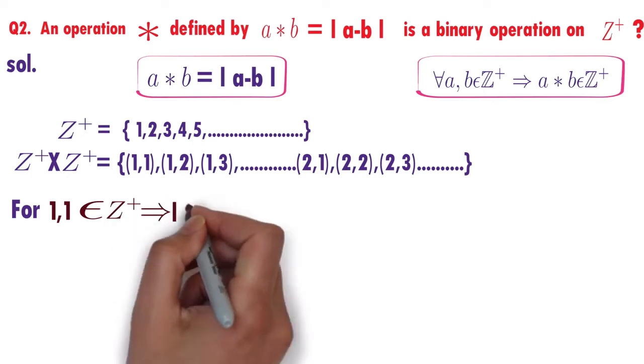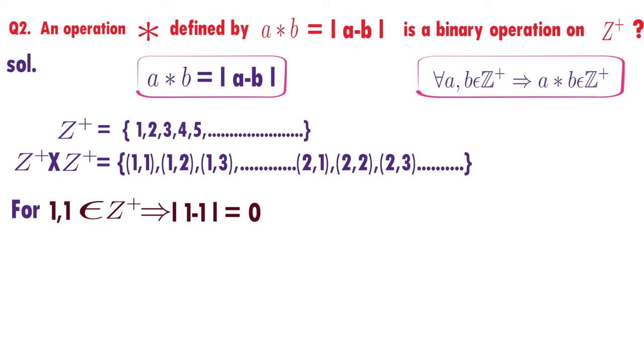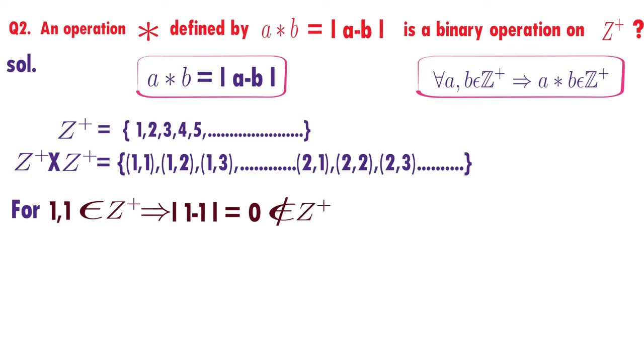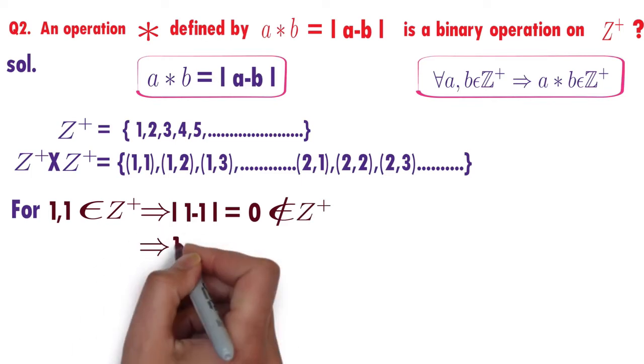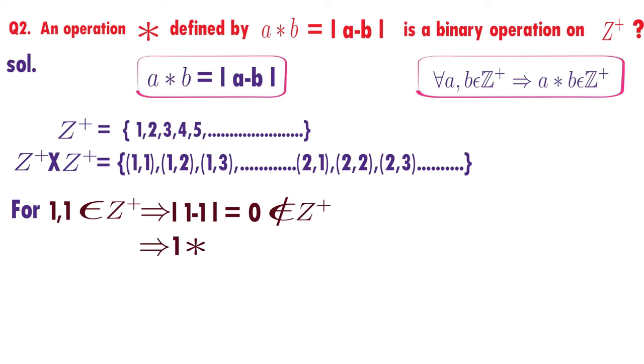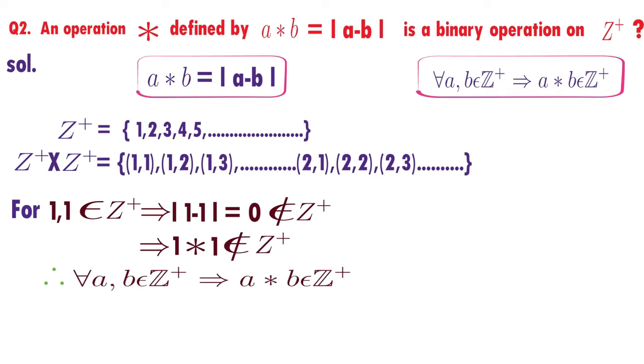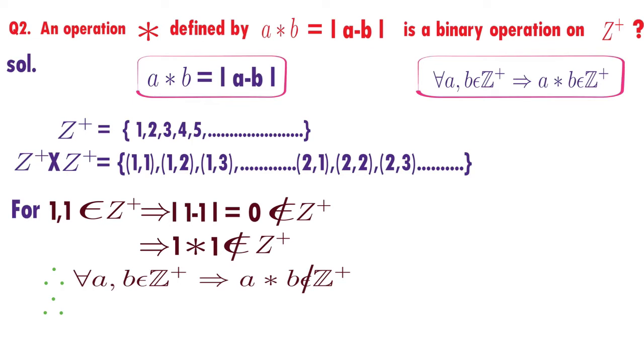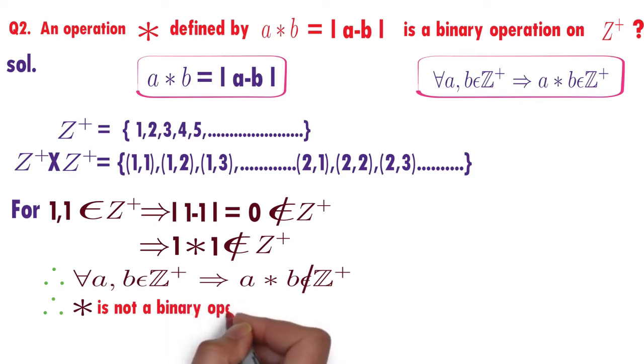Now according to how star is defined, modulus of 1 minus 1 is 0. Is 0 a positive integer? No, 0 is not a positive integer. That means 1 star 1 does not belong to Z plus. It means that it is not true that for every A comma B belongs to Z plus, A star B belongs to Z plus. Therefore, star is not a binary operation on Z plus.